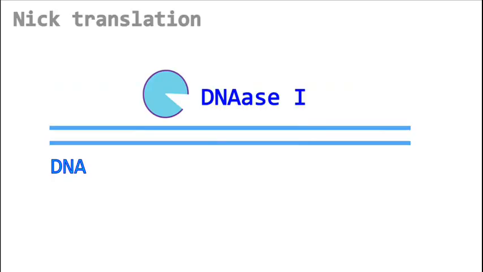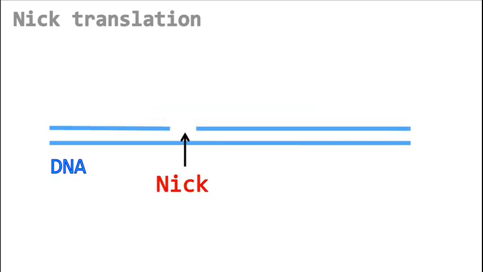In the first step, the DNA which is to be nick translated is treated with DNase 1 enzyme. The DNase 1 enzyme produces small single-stranded cuts or nicks in the DNA. The nicked DNA is then treated with DNA polymerase 1 enzyme.